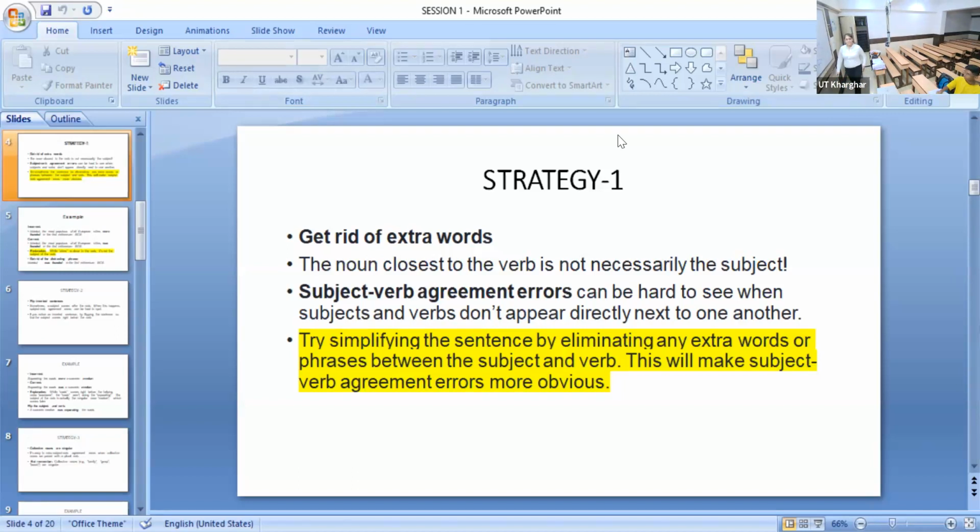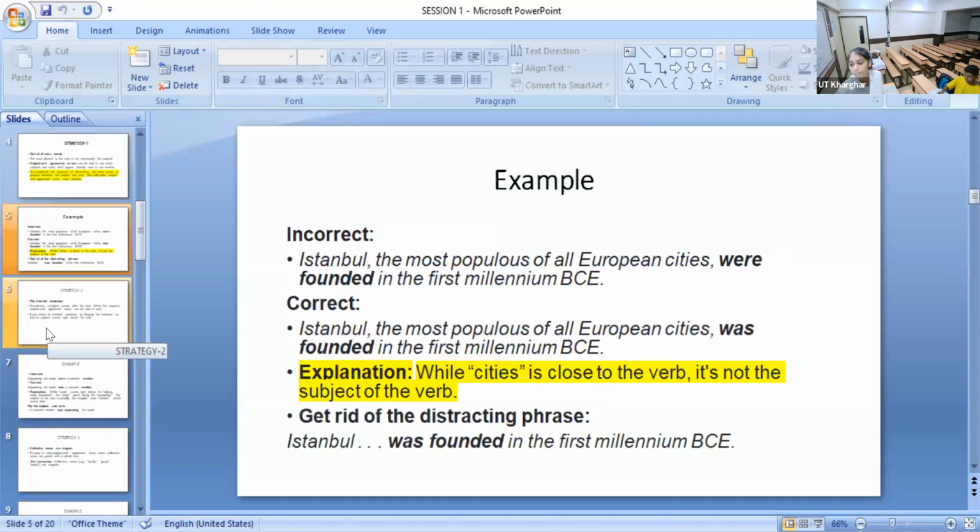Are we clear till here? Yes, get rid of extra words. Okay. Just write down the incorrect and the correct sentence. Okay. No need of explanation.